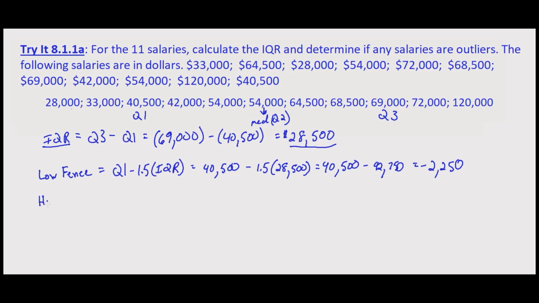So we'll check the high fence. Remember, that's the third quartile plus 1.5 times the IQR, which equals, quartile 3 is 69,000 rather, 69,000 plus, we already know 1.5 times 28,500 is 42,750. So that equals $111,750.